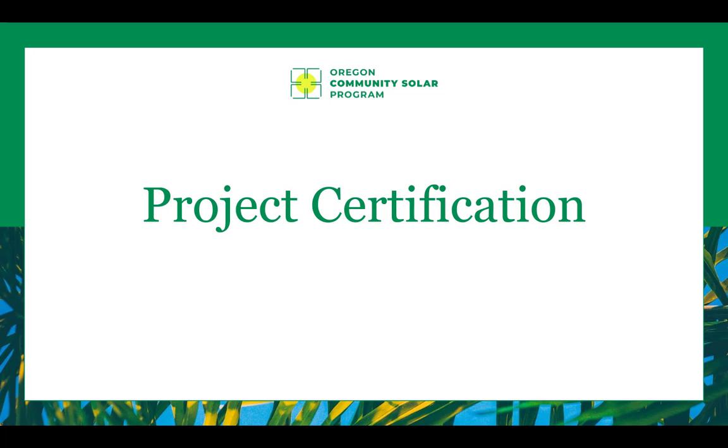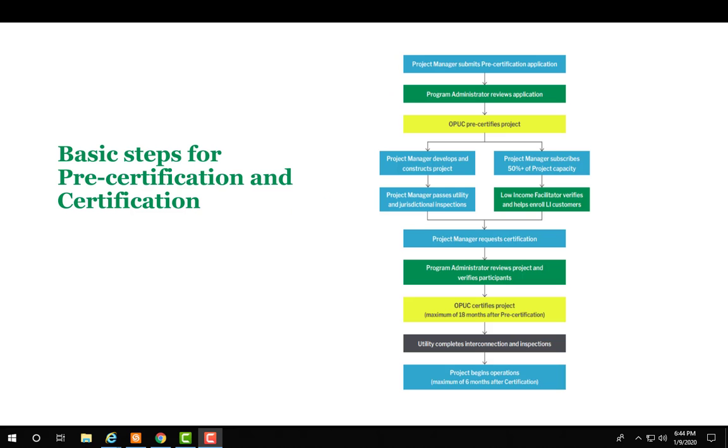Project certification for the Community Solar Program. Certification follows pre-certification and is the final step of the certification process to successfully operate a community solar project. Applicants may register to become certified once a project is fully developed and constructed, has passed all inspections required by local and state authorities, and has enrolled sufficient participants to meet program requirements.